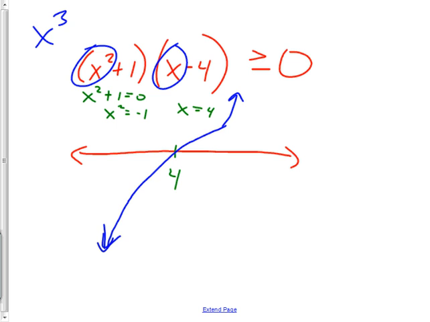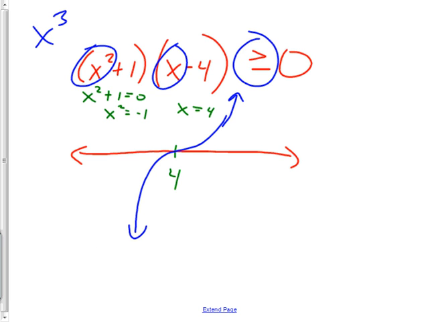So I should probably be a little more careful as I draw it. There. Now, where is it bigger than or equal to 0? Before infinity. Does it work at 4? Yes. Because why? It's not equal to it. Or another way to check it, put in a 4 here. You'll find out that the answer's true.